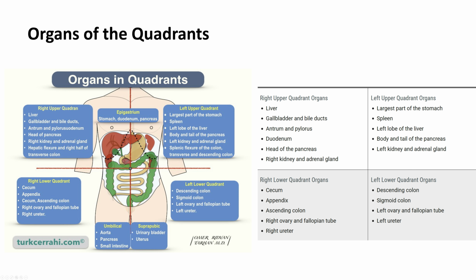Here you're going to see your organs of your quadrants. You can check your answers here. You'll see your liver, your ovaries, your gallbladder. It's all going to be shown here in this list. This is a great graphic also to use to learn these quadrants and what's in these quadrants.